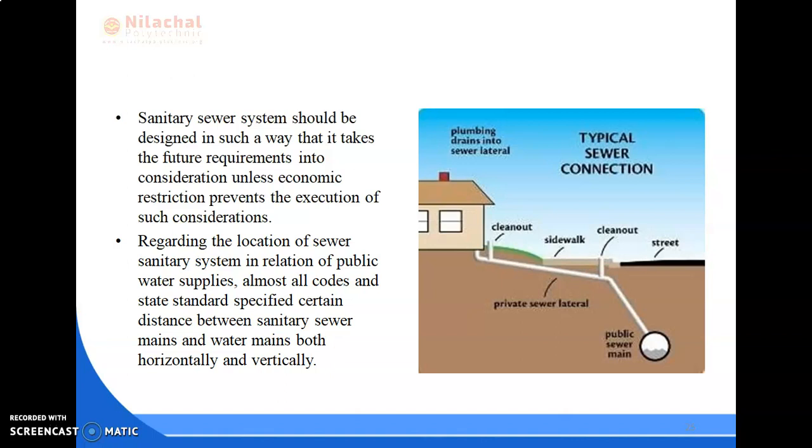Regarding the location of the sewer sanitary system in relation to public water supplies, almost all codes and state standards specify a certain distance between sanitary sewer mains and water mains, both horizontally and vertically. So, before laying the sewer line, we have to study the different codes for different areas and keep the proper distance between different pipelines, also from manholes, where we have to keep the manholes and where we have to keep the pipelines or inspection chamber.